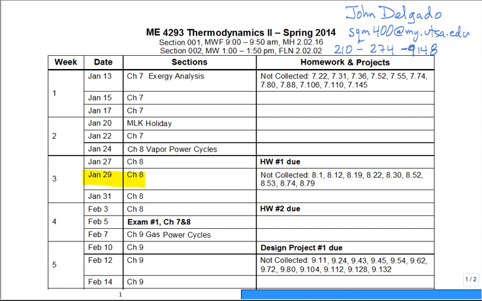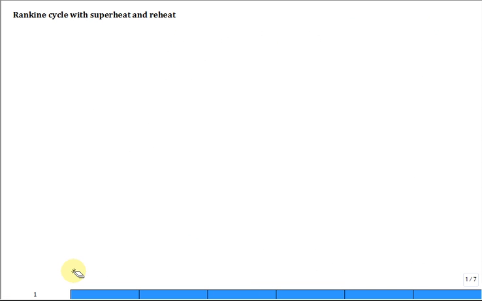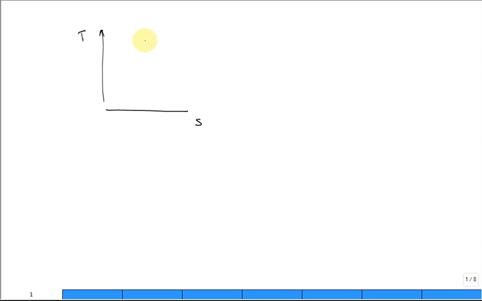So let's jump into it. Last time we noted on a TS diagram that it's good for performance to bring heat into the cycle at high temperatures. Bring in all of your Q at high temperatures and reject all of your Q at low temperatures. If you keep that concept, then you see how to try to improve the performance of the Rankine cycle.